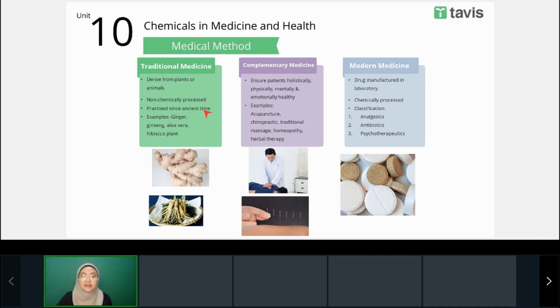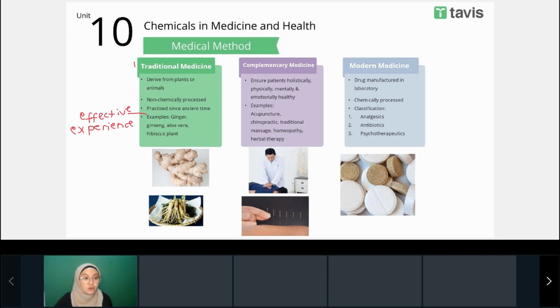It has been practiced since ancient times, and the effectiveness is not clinical. The effectiveness is by experience. Examples of traditional medicines are ginger, ginseng, aloe vera, and the hibiscus plant.